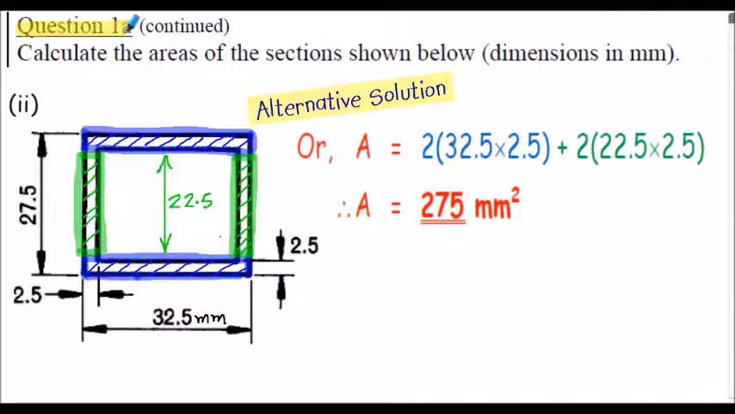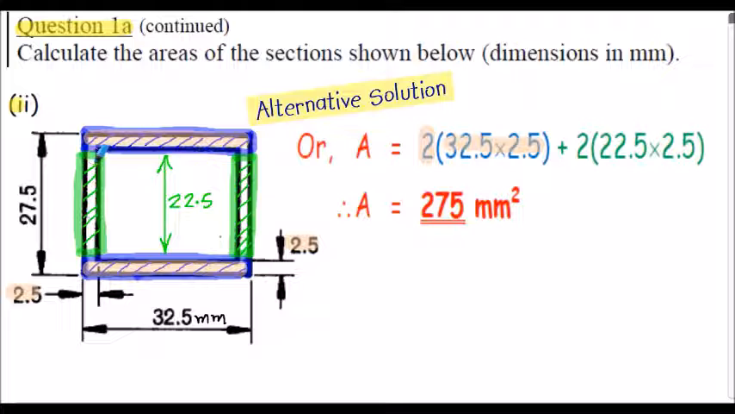This is question 1a part 2 with an alternative solution shown here. Basically this analysis considers the rectangular hollow section wall in terms of 4 rectangles. So here's the top and the bottom of the rectangular hollow section. Calculated here, 32.5 millimeters multiplied by 2.5 wall thickness. The wall thickness is constant for the rectangular hollow section, and of course there's 2 of these, top and bottom.